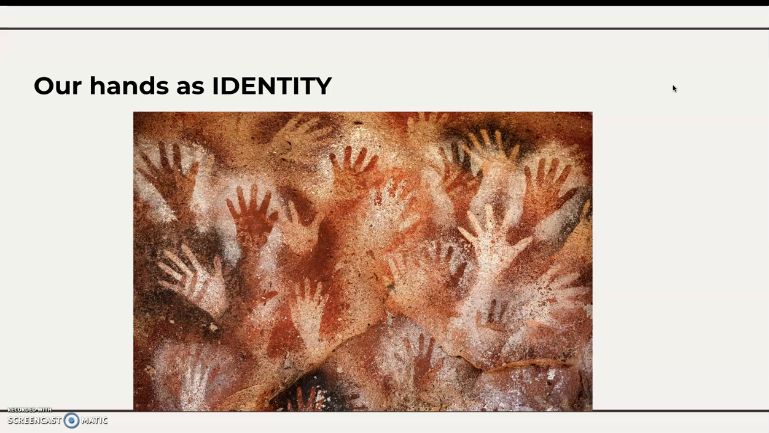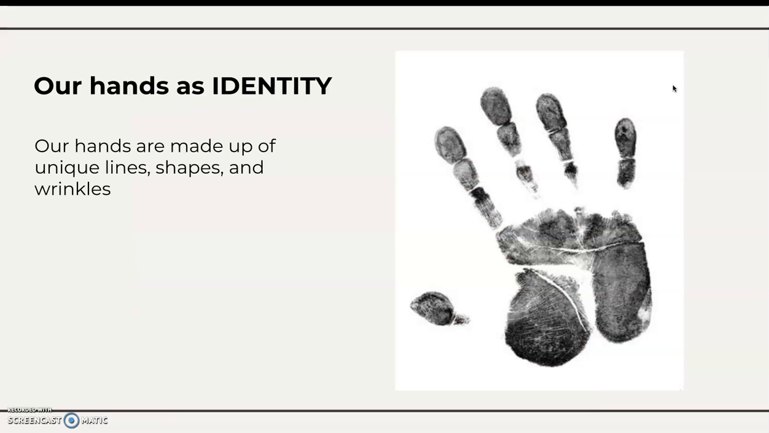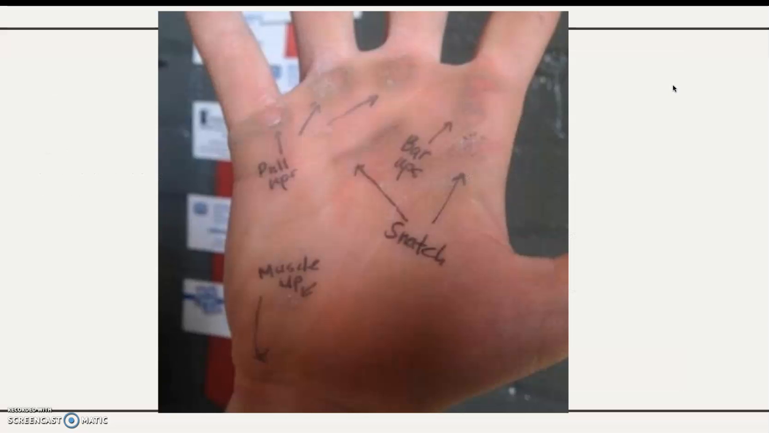Our hands are part of our identity, not just in terms of a fingerprint or a handprint, but basically for a very, very long time, we have existed as humans with 5 fingers on each hand. Our hands are made up of different lines, shapes, wrinkles, and they're all unique. There are no two handprints that are exactly the same. Yes, you can learn about somebody according to their hand.